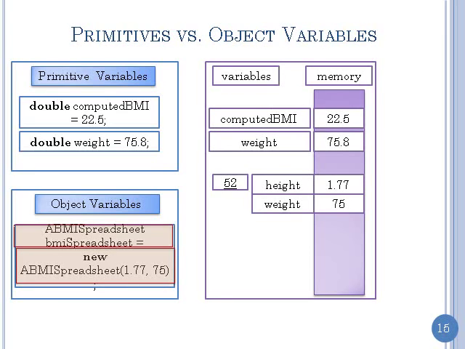Okay. Let's go and see what's happening here. I have computed BMI, a primitive variable. So this is the difference between name and value. The value is what's in memory. The name is the label I put there. The name is something that's kept only during program writing time. At runtime, when the program is executing, the name is replaced by what, you guys think?